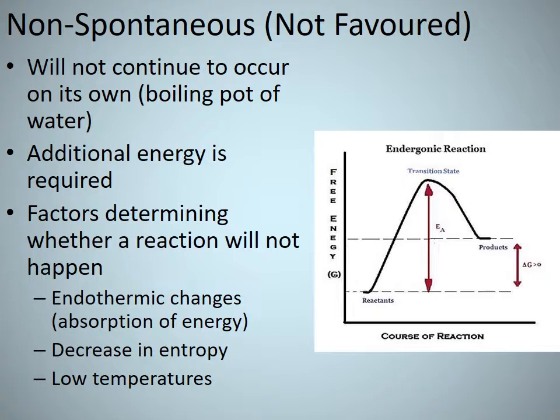Okay? Endothermic changes. So essentially, there's an absorption of energy in the bonds. Okay? A decrease in entropy. That means that smaller molecules are getting put together to form a larger single molecule. And this is lower temperatures.